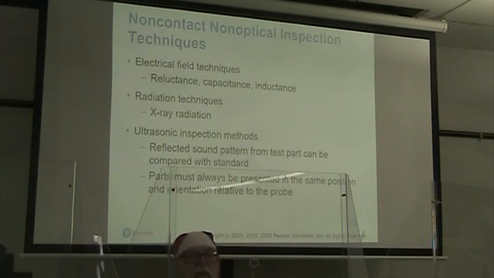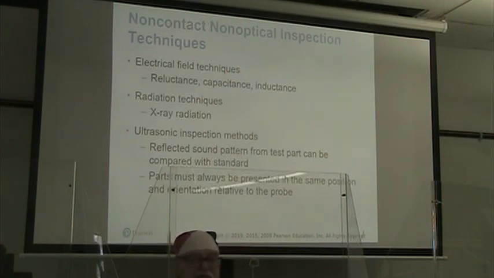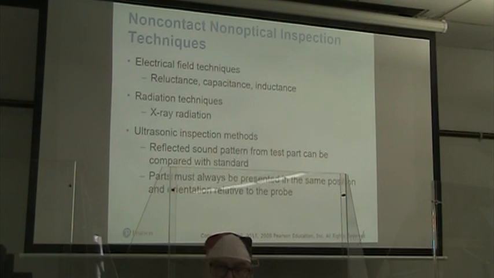All right, so we also have non-contact and non-optical inspection techniques. We can use electrical field techniques such as reluctance, capacitance, and inductance. Radiation techniques such as X-ray radiation, ultrasonic inspection techniques, which work similarly to radiation, only we're using a reflected sound pattern from the test part and comparing that with the standard. The parts must be presented in the same position and orientation relative to the probe using this technique.